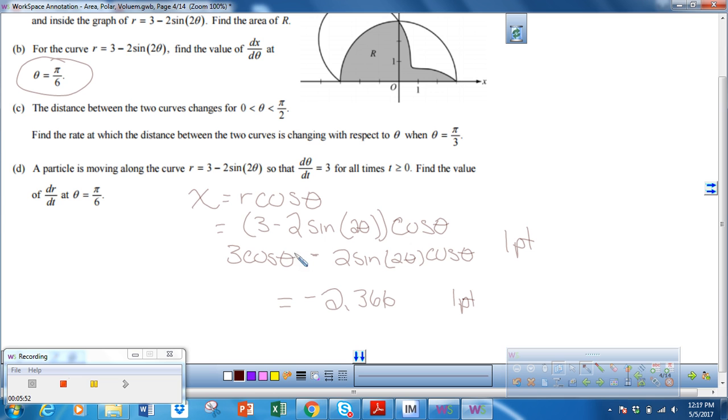Okay? If it's calculator active, remember to use your calculator smartly. So it's calculator active. You don't have to do all this by hand. You don't have to do the product rule, chain rule. You would simply just put this in the calculator and find the derivative at pi over 6.